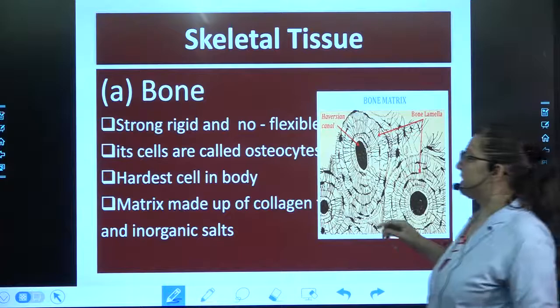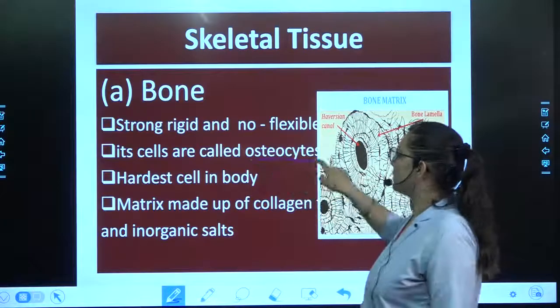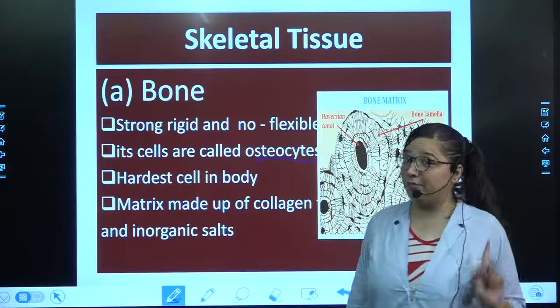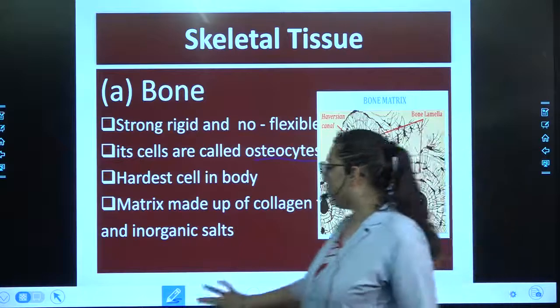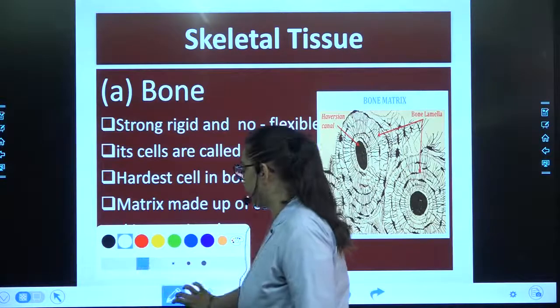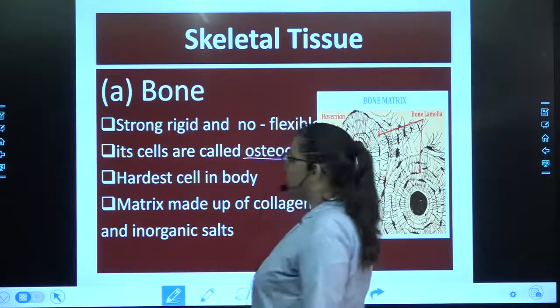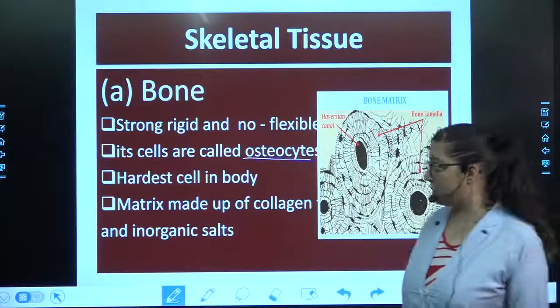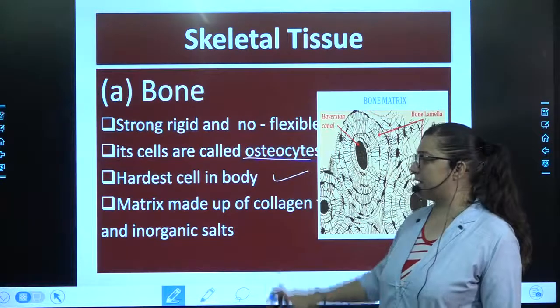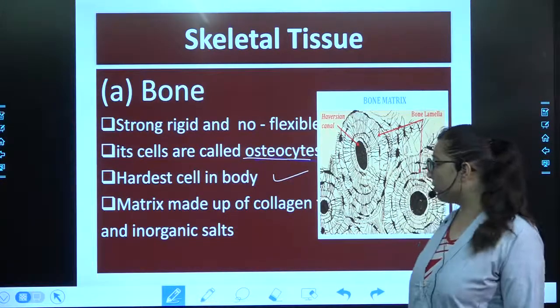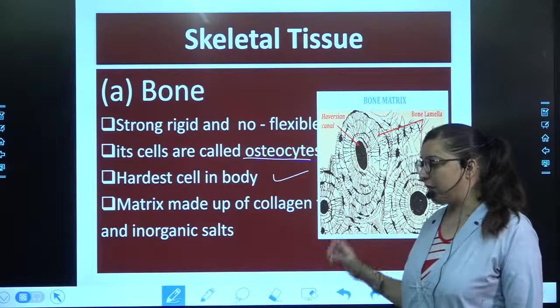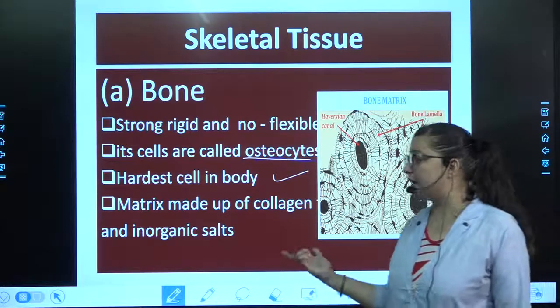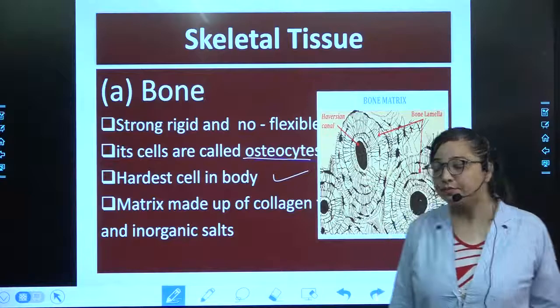Then what are its cells called? Its cells are called osteocytes. You have to remember this word. More learning is coming, so you have to be careful. What are the bone cells called? Osteocytes. It is the hardest cell in the body. And what is its matrix made up of? Its matrix is made up of collagen fibers and inorganic salts.